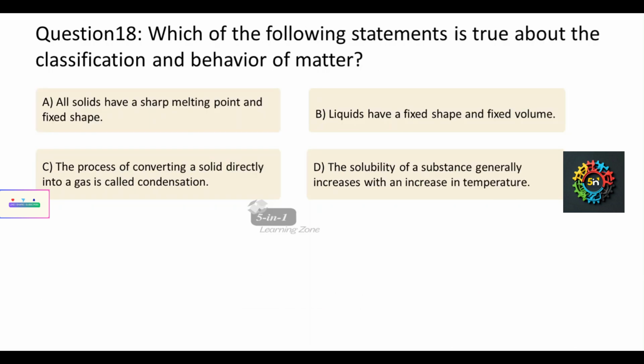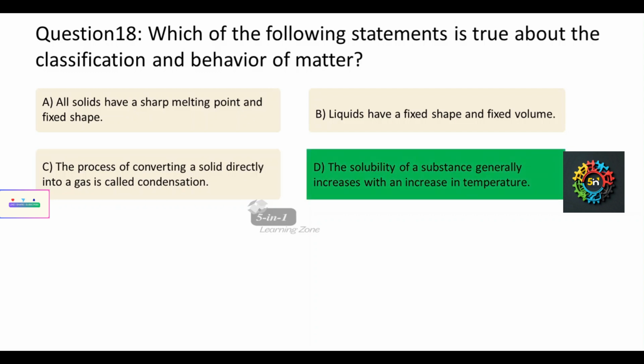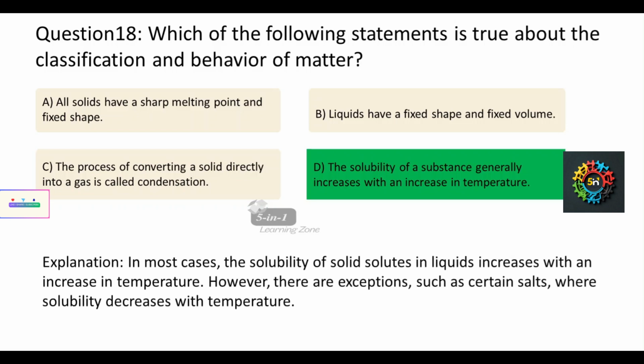Which of the following statements is true about the classification and behavior of matter? Correct answer: D. The solubility of a substance generally increases with an increase in temperature. Explanation: in most cases, the solubility of solid solutes in liquids increases with an increase in temperature. However, there are exceptions, such as certain salts, where solubility decreases with temperature.